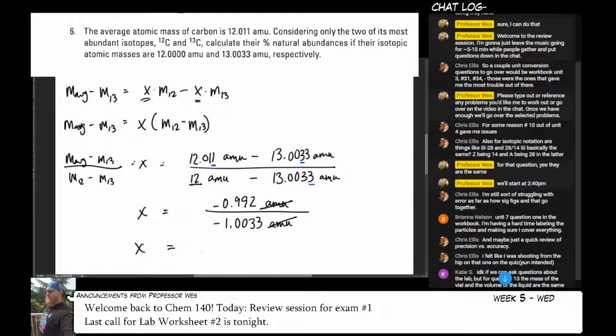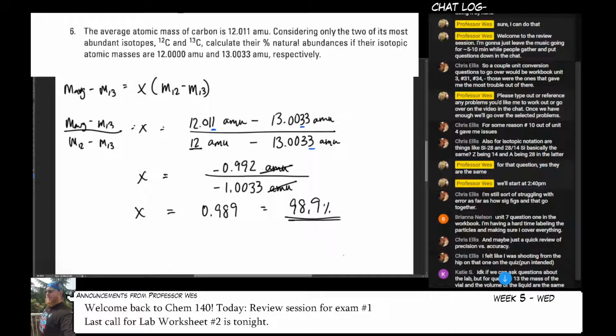So the top number divided by the bottom number, and I get 0.989, which is the same as 98.9%. And then if x is 98.9%, y is just 1 minus x, which would be 100 minus that percent, which should just be 1.1. And so this is carbon 12, and that's carbon 13. And there's the solution.